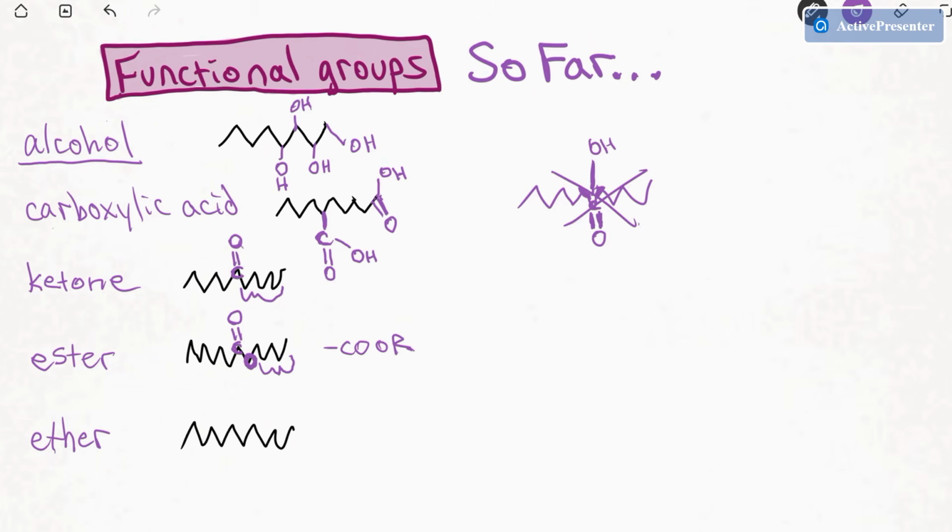Now the very last one, ether, remember either or? So you're going to have R for the rest of the molecule, and it has to start with an O. So we got to have this oxygen embedded in the hydrocarbon chain, just like we had to do for the ester.